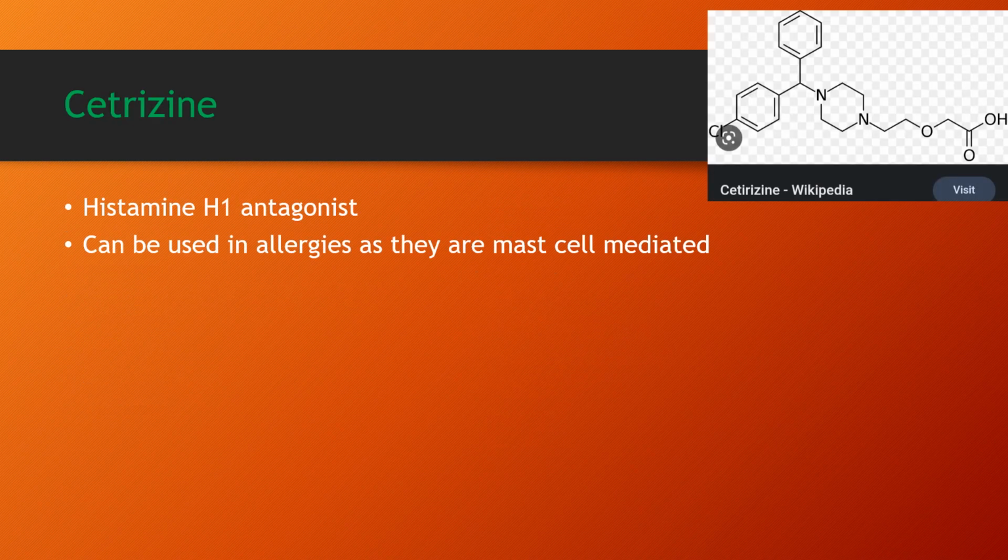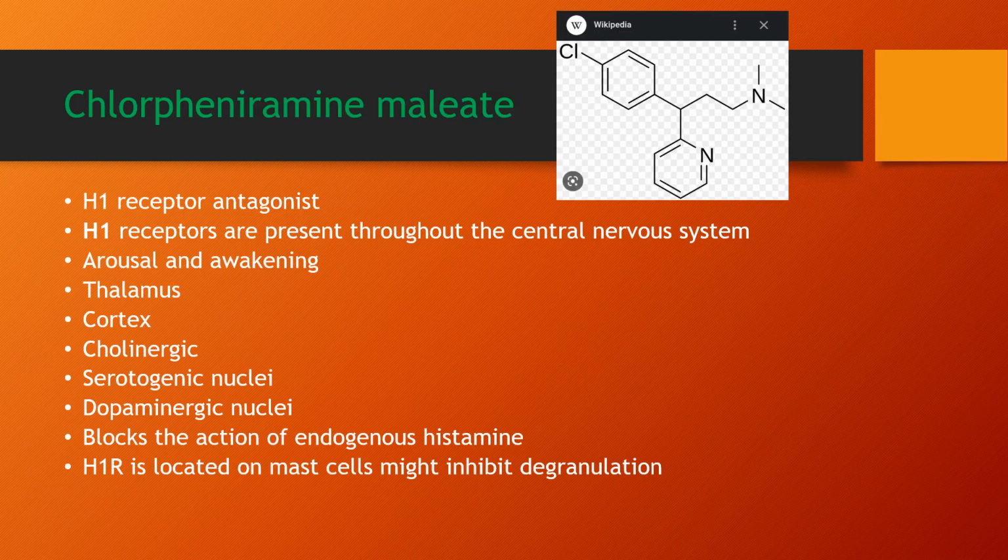So cetirizine is an H1 antagonist, so it can be used in allergies, as they are mast cell mediated. So the mast cell, while being activated by an IgE antibody, degranulates and produces a lot of inflammatory cytokines. This can be inhibited by cetirizine. So, chlorpheniramine maleate, an H1 receptor antagonist, histamine 1 receptor antagonist.